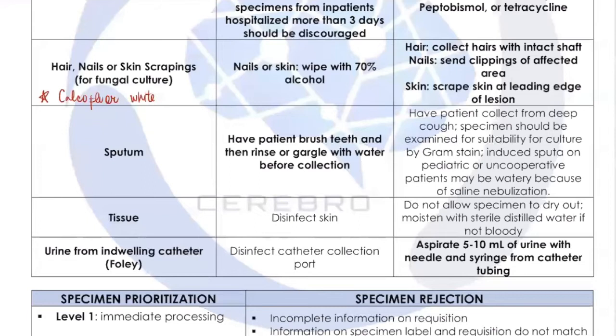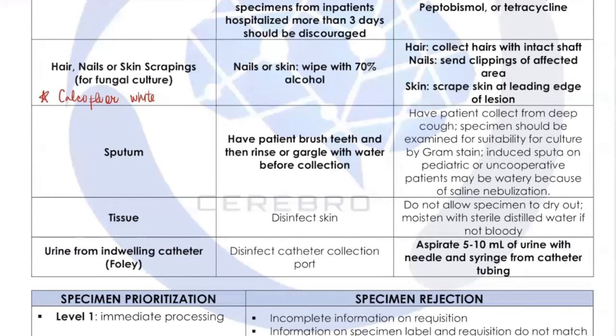Again, the question is, you have a skin scraping specimen, what technique would you use? The choices again are gram staining, acid fast staining, and calcofluor white. So the answer would be calcofluor white because it is the technique for the demonstration of fungal elements.